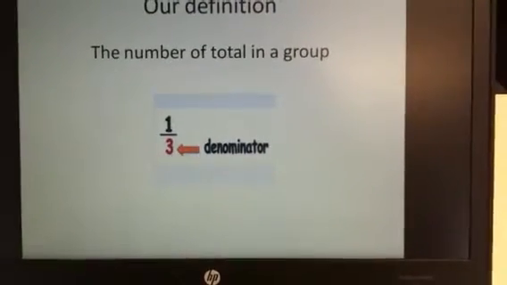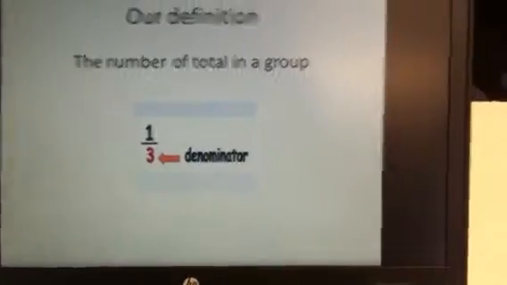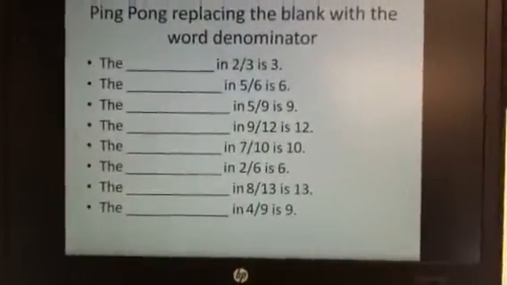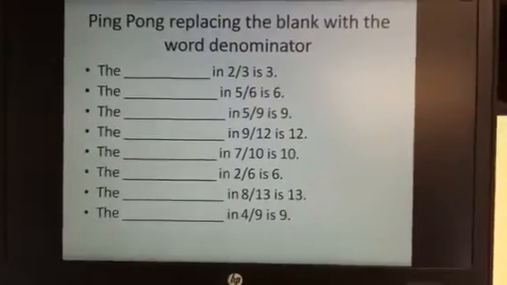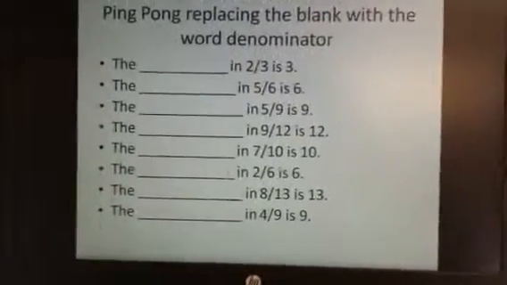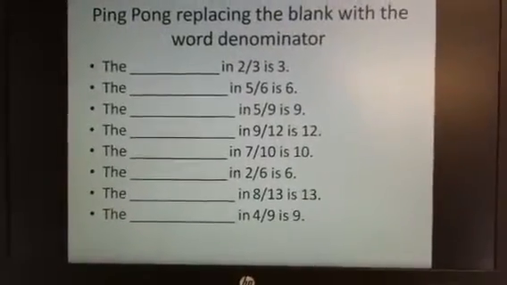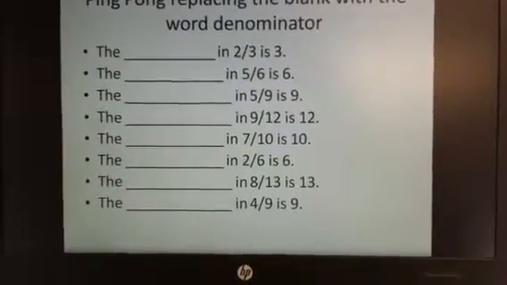So if you were looking at this as a fraction, maybe 1 out of 3 parts would be shaded in. Alright, then I'm going to have Mrs. Loftus pause this again, and you're going to ping pong back and forth, instead of using the word numerator, the word denominator. For example, the denominator in 2/3 is 3.